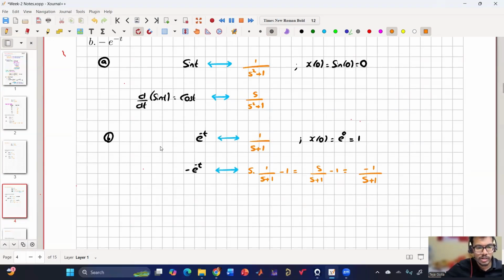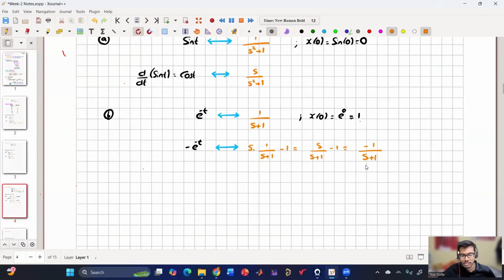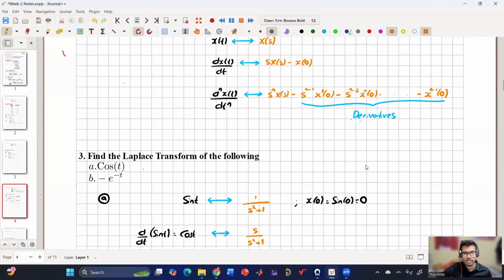We know that for e to the power minus t, if it is 1 by s plus 1, multiplying by minus 1 gives minus 1 by s plus 1. But using this property also, I can prove the same. So that's what I have done here, which is s into x of s minus 1. So is this clear? Yes, sir.